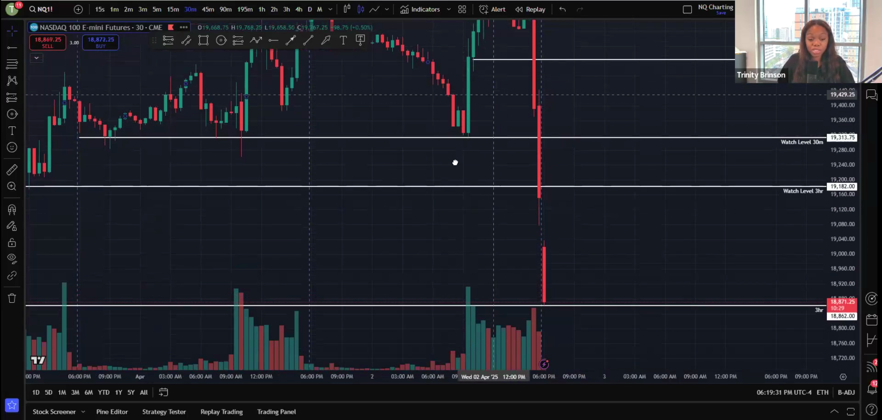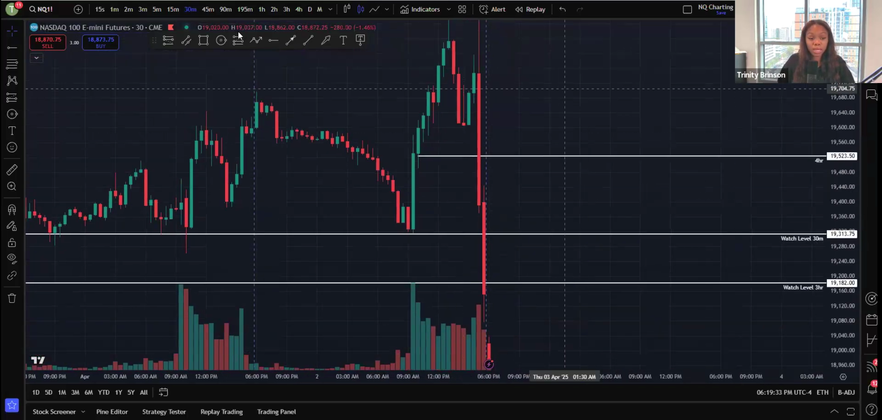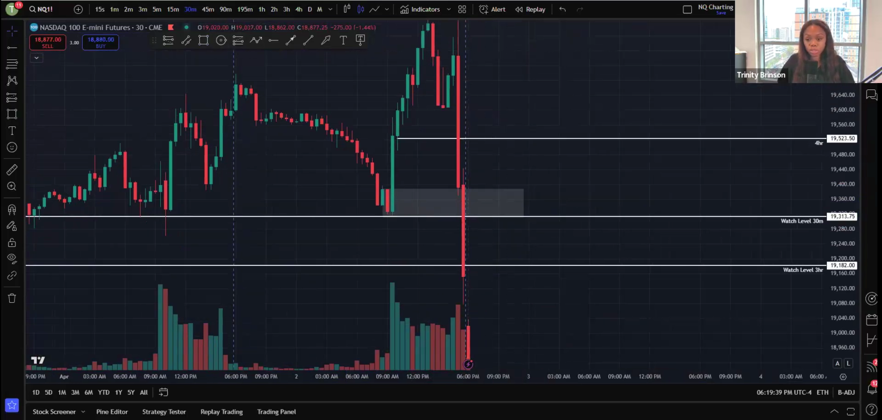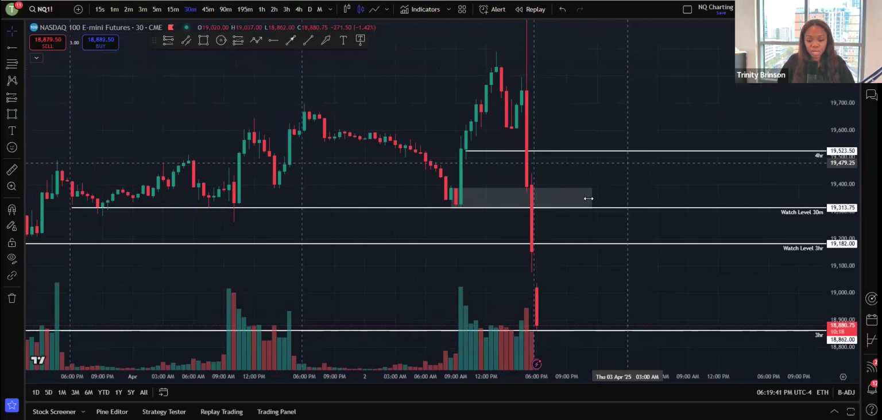I see we had this previous 30 minute that actually formed today, and we would have marked that out this morning or tomorrow morning, but Trump spoke about tariffs and this is what happened. And so this zone is now invalidated. This would have been a zone though.